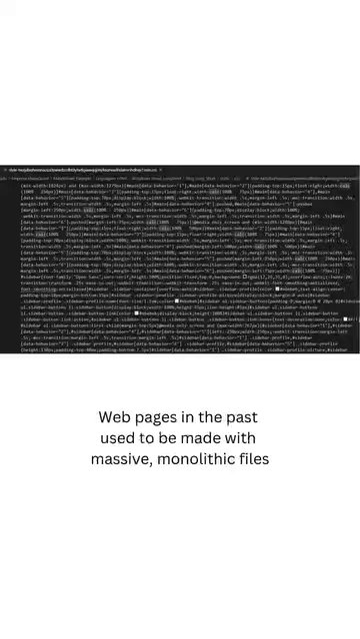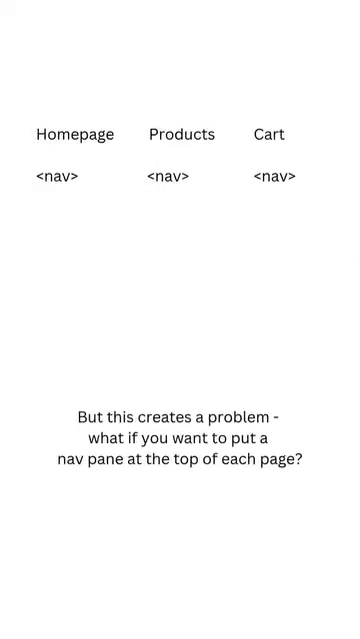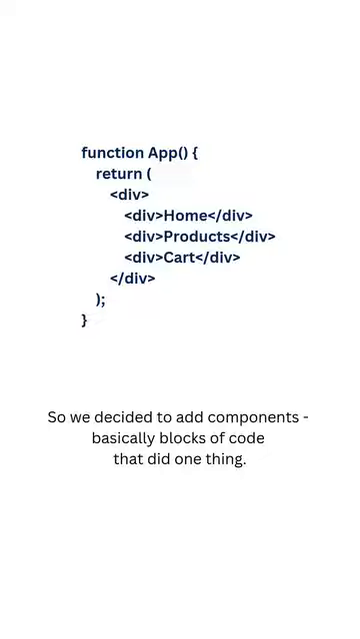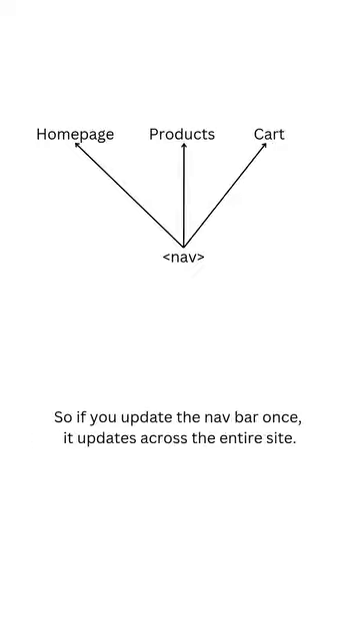Web pages in the past used to be made with massive monolithic files, one for each page on your site. But this creates a problem. What if you want to put a nav pane at the top of each page? With the current model, you would have to have 3 copies of the nav pane in your code, one for each page. So we decided to add components, basically blocks of code that did one thing. Now instead of having 3 identical copies, you'll only have 1 copy and 3 pointers to it. So if you update the nav bar once, it updates across the entire site.